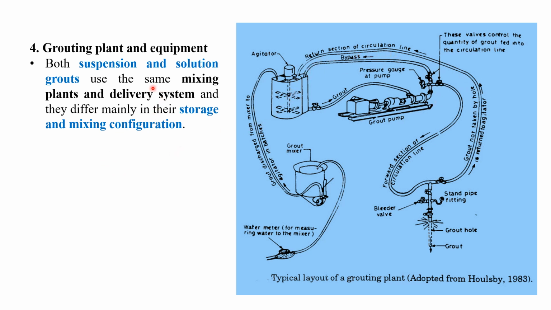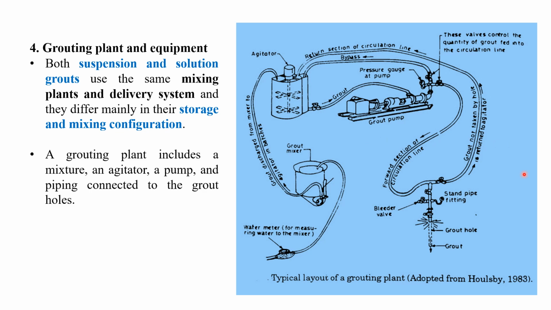So let us read this text part. Both suspension and solution grouts use the same mixing plant and delivery system, and they differ mainly in their storage, because suspension grouts and solution grouts will definitely differ in storage functions and mixing configurations. A grouting plant includes a mixer, an agitator, a pump, and piping connected to the grout hole. These pipelines are there. A typical cement suspension grouting plant is shown in this figure.